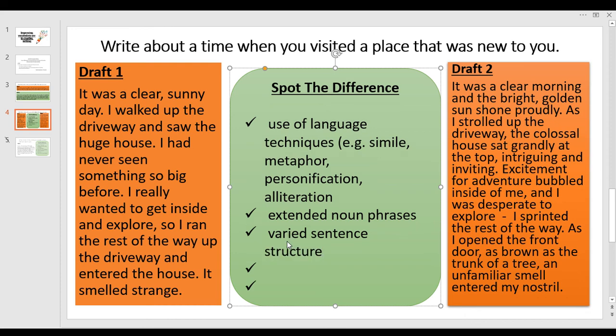simply by alternating the way that your sentences are structured, having your subordinate clause first, having short, simple sentences, just has that bit of variety, as does the varied use of punctuation. So, for example, we've got the I sprinted the rest of the way, separated from the rest of a sentence with a dash to emphasise the excitement of this character who's visiting this place that they've never been before. So again, that's something to consider too.